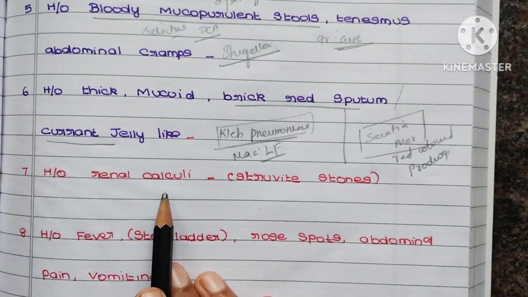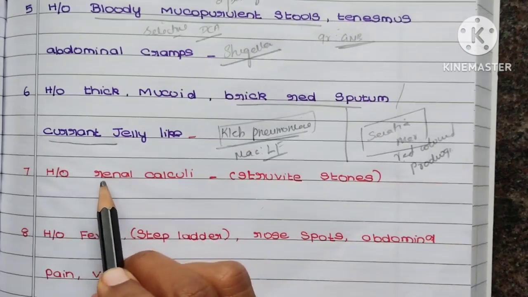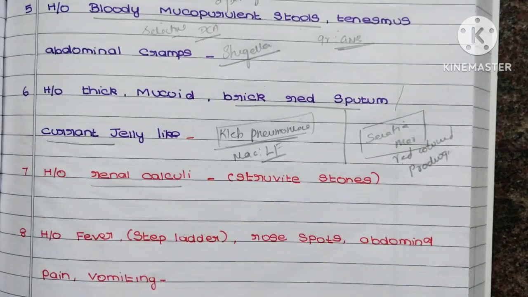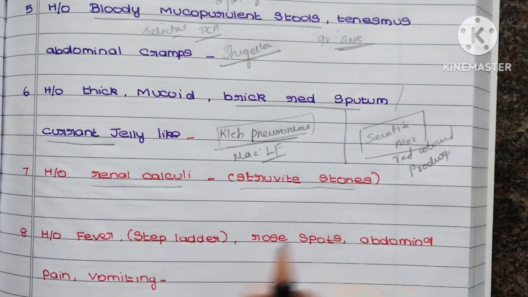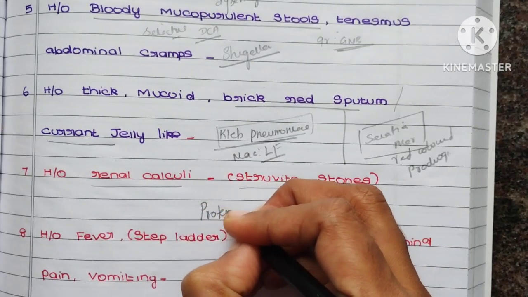History of renal calculi, or they can give that the patient developed a UTI, and after that on USG they found a renal calculus. If the question is more specific, they can even give struvite stones. When you come across struvite stones, it is nothing but Proteus.